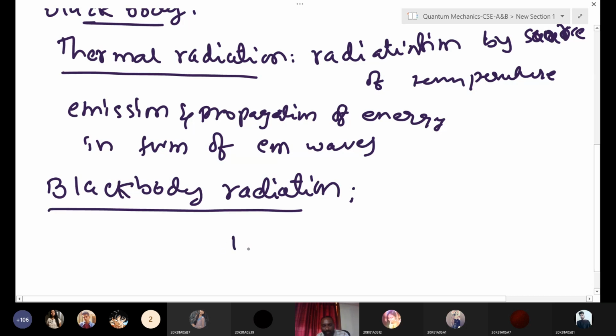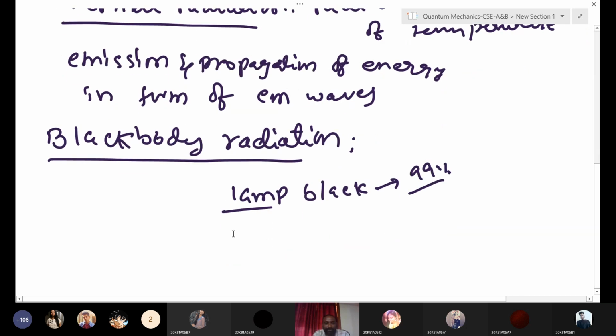Okay, or you can say lamp black. Whatever we are using, after running this lamp we will see some blackish things. This acts as a 99% black body. We don't have a 100% black body, and this is how we can create the black body, we'll see now.